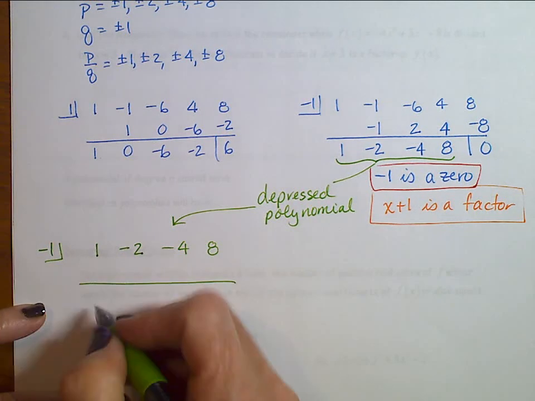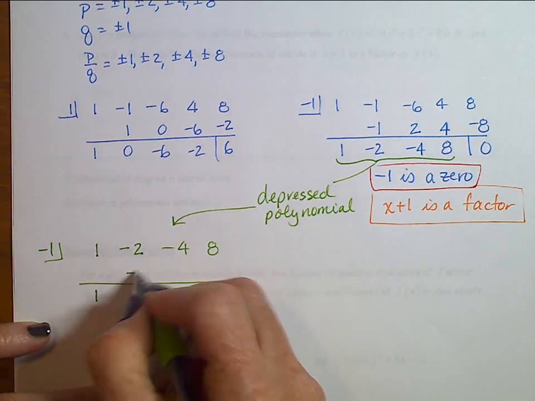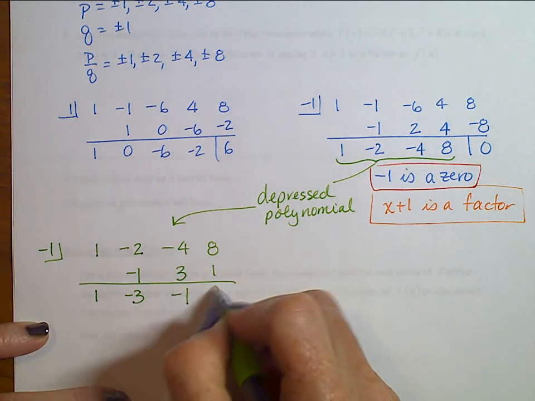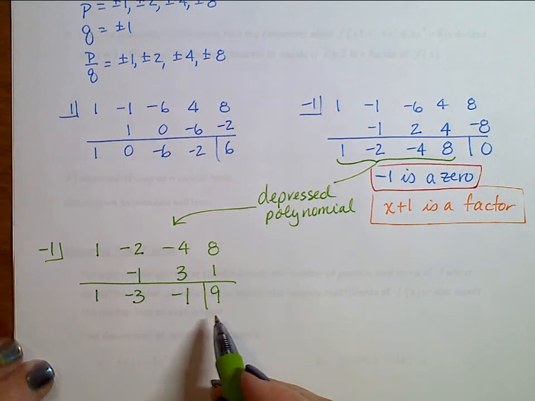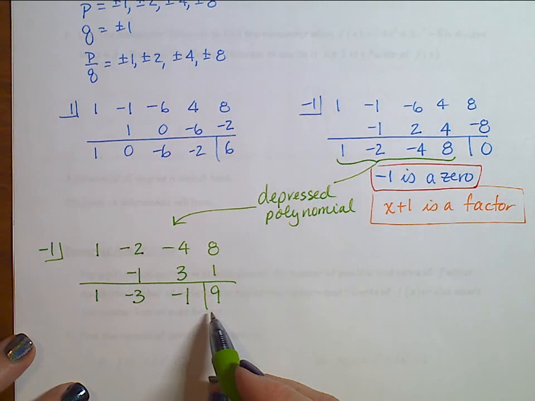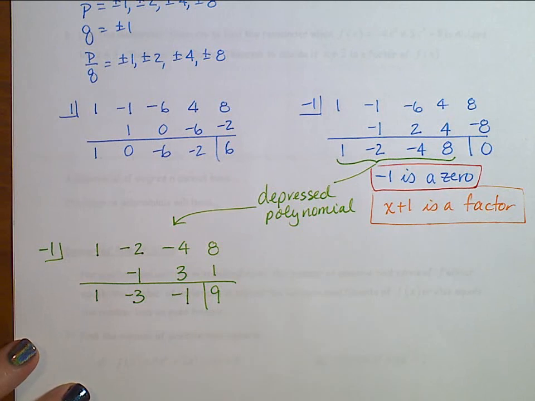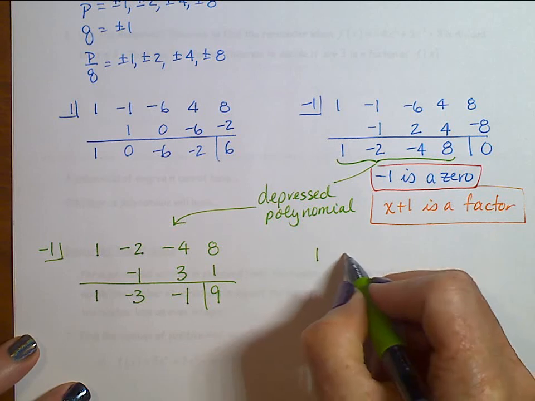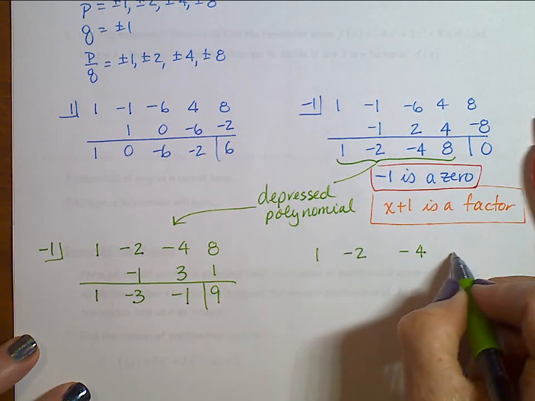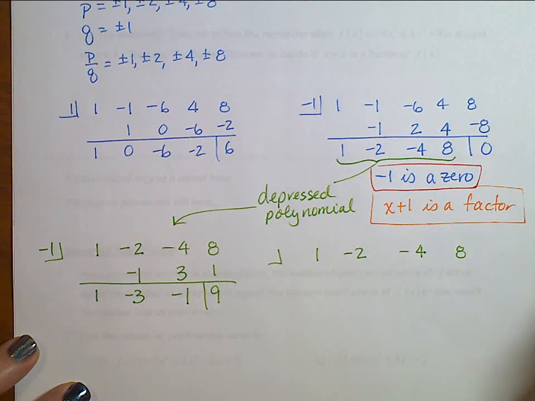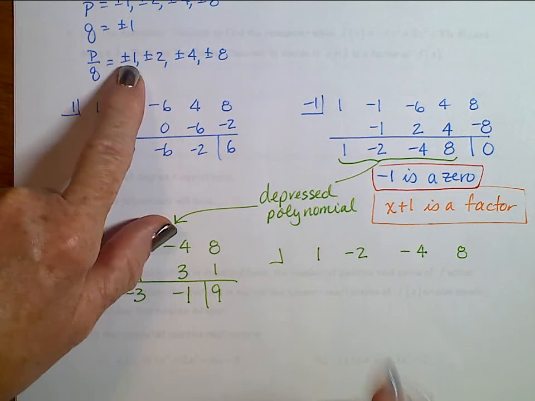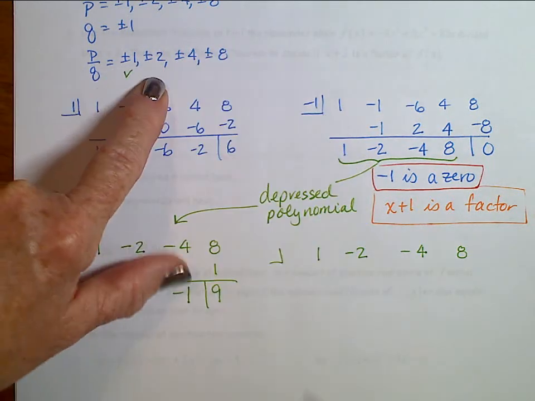So we'll try here. We'll bring the 1 down. Negative 1, add, that's negative 3, 3, negative 1, 1, 9. All right, so that means that negative 1 did not work again. Did not work the second time, so now the negative 1's done. So let's work with this depressed polynomial. We have 1, negative 2, negative 4, and an 8. Let's check one of the next numbers down this list. So we're done with the 1 and the negative 1. Let's try a 2.